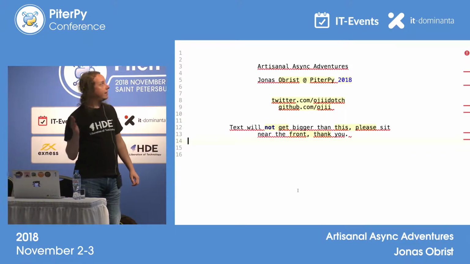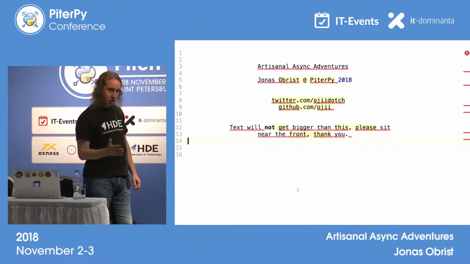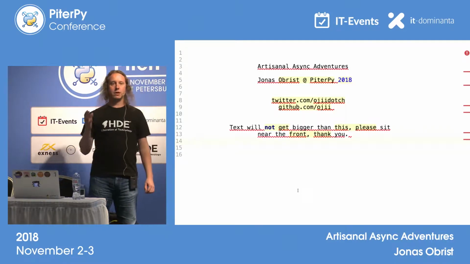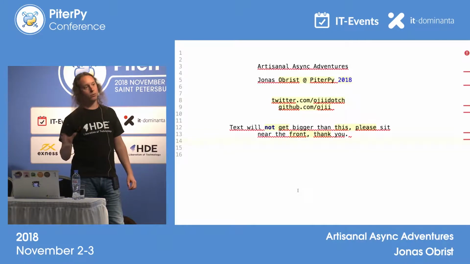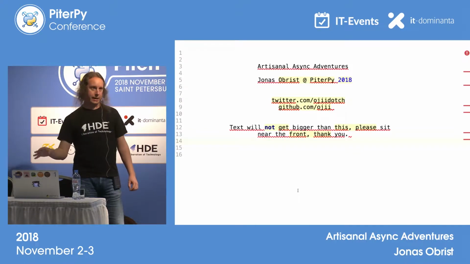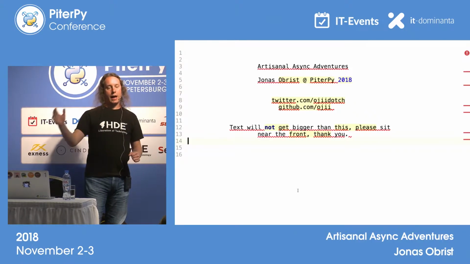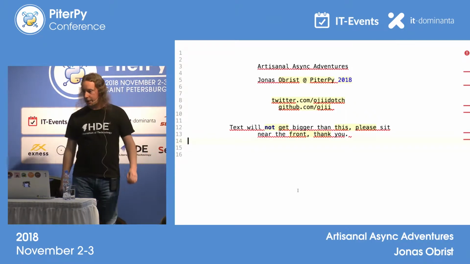I'm going to say the word async a whole bunch, and it's important to understand what I mean when I say async. When I say async, I'm talking about asynchronous IO, or more specifically, asynchronous network IO. So I'm not talking about some library, I'm talking about a concept of doing IO in an asynchronous fashion.